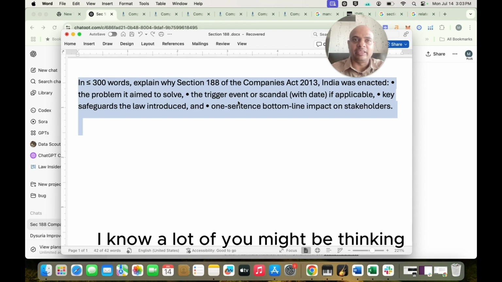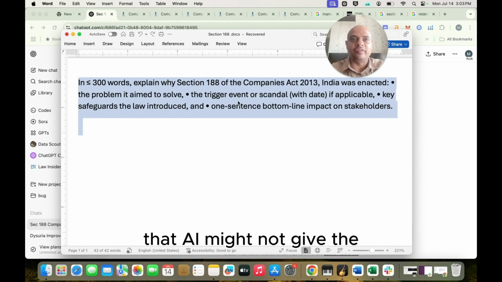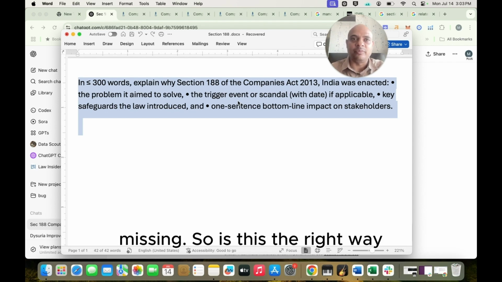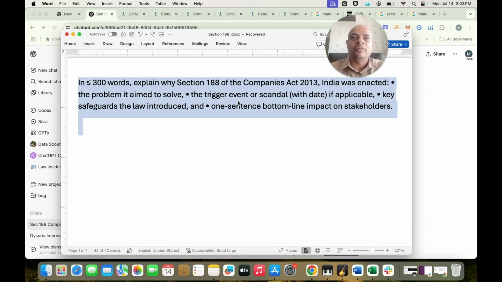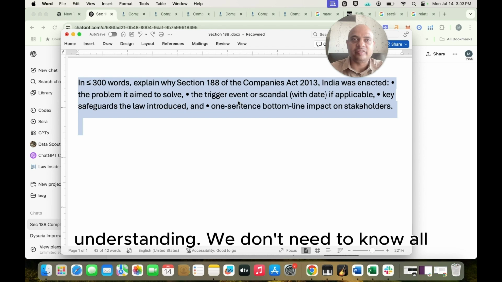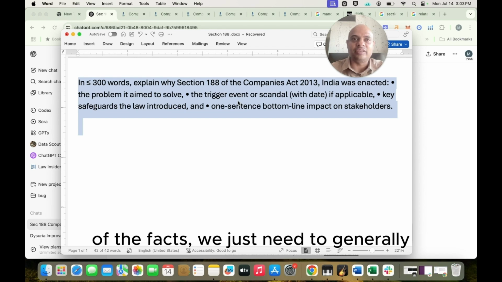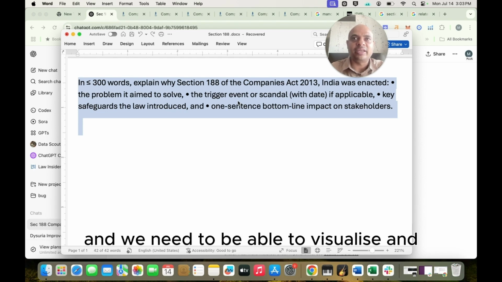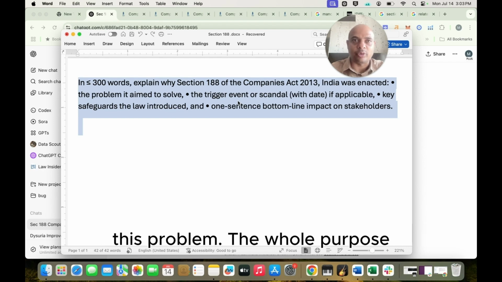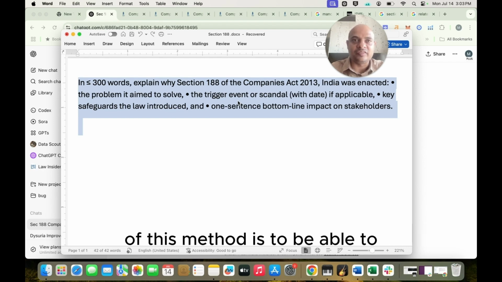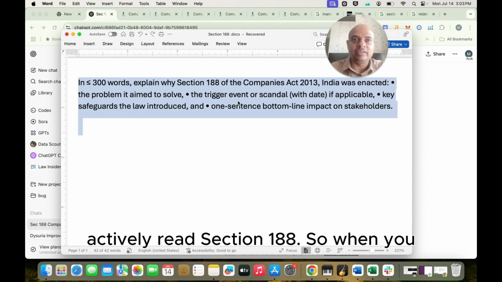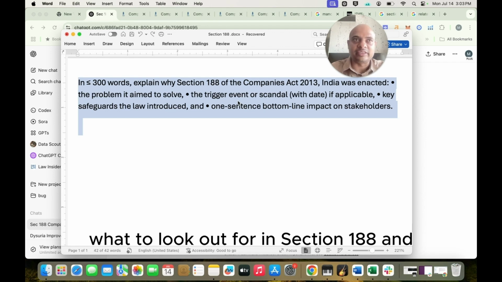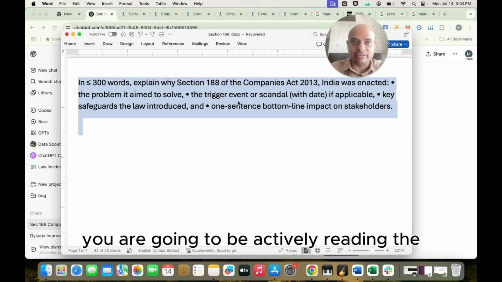I know a lot of you might be thinking that AI might not give the exact facts and something might be missing. So, is this the right way to do it? But the point is, for background, we need a broad stroke understanding. We don't need to know all of the facts. We just need to generally understand the problem that existed, and we need to be able to visualize and think about how the law would have fixed this problem. The whole purpose of this method is to be able to actively read Section 188. So when you do it this way, you know what to look out for in Section 188, and you're going to be actively reading the law.